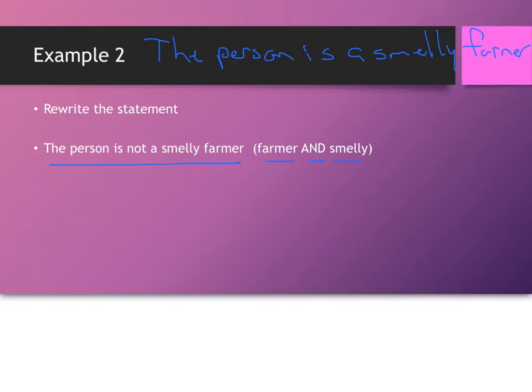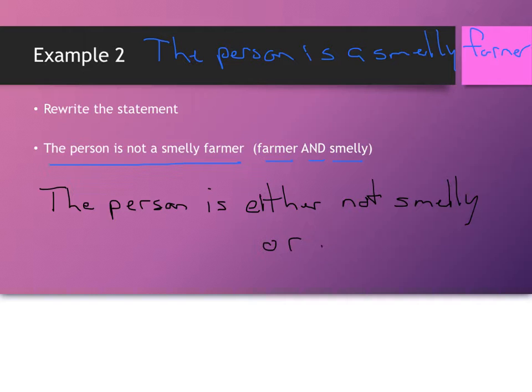So another way to rewrite this, which is negating the person as a smelly farmer, is to say the person is either not smelly or not a farmer.